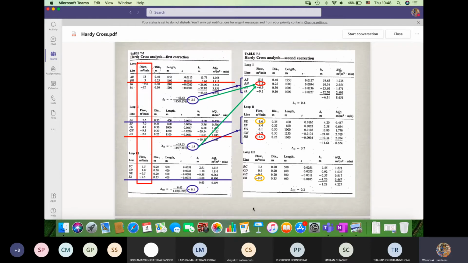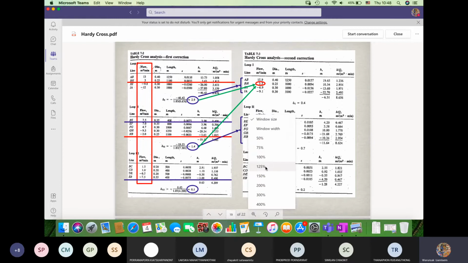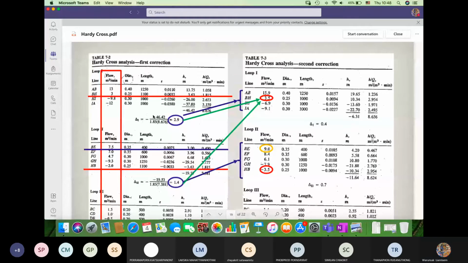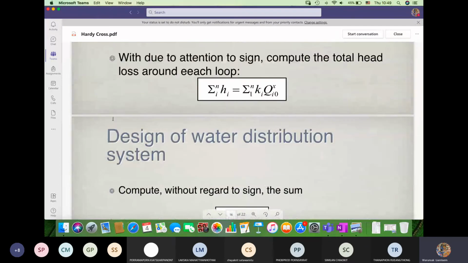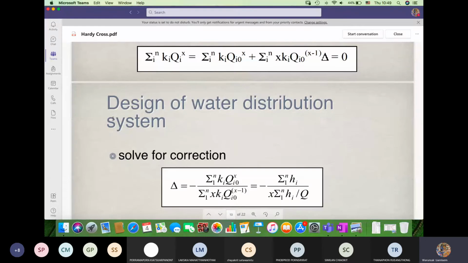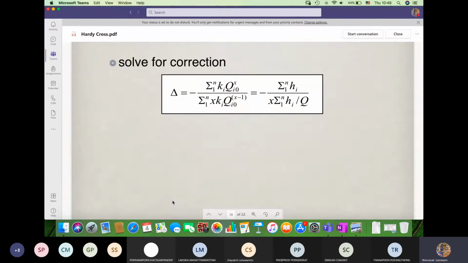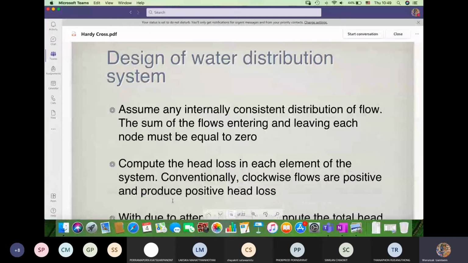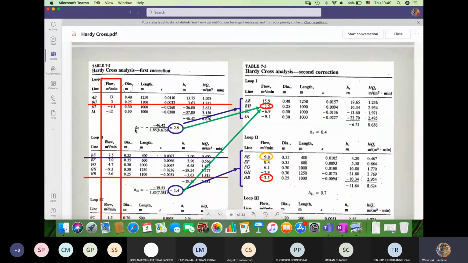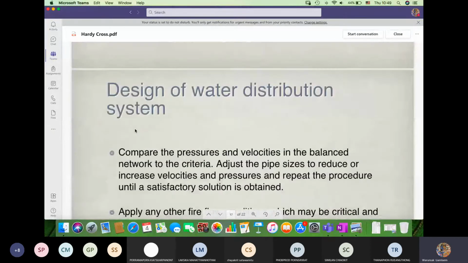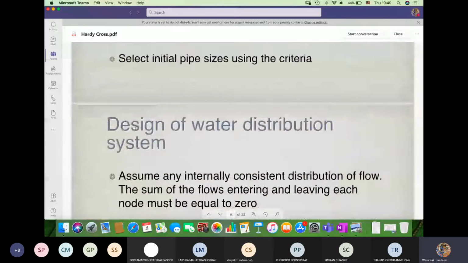In here, what you have to do next, according to the procedures, is determine the actual Q, the actual flows. In fact, the actual flow is equal to the assumed flow rates plus the delta. Delta is the correction. So according to this, you have to determine the delta. How do we find the delta?